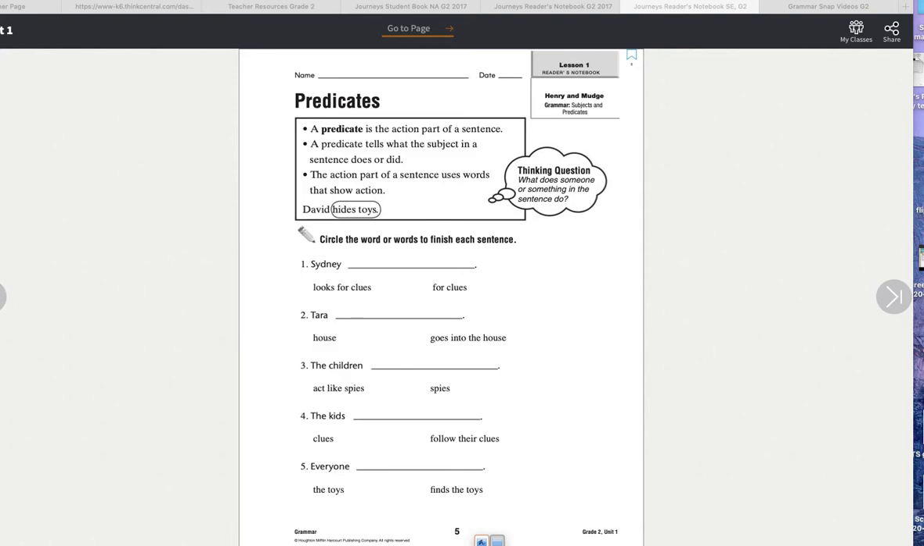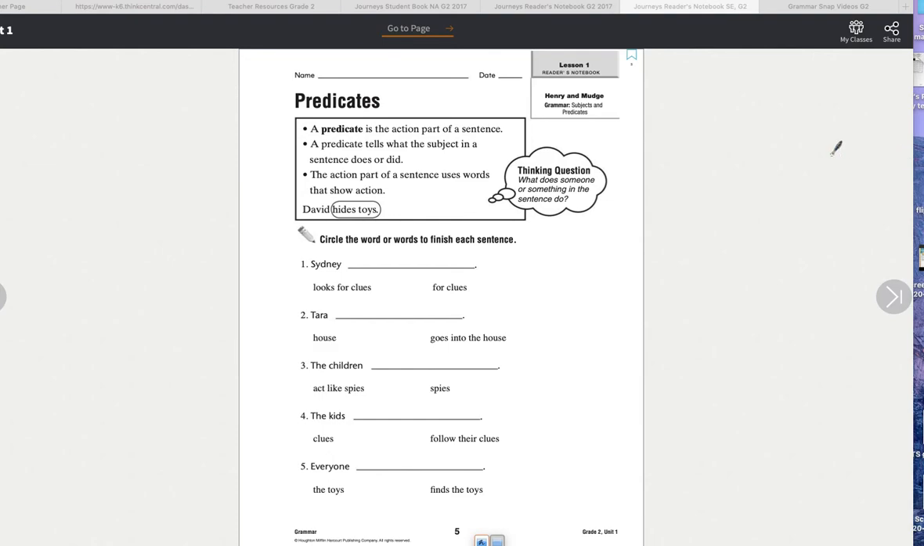Okay. So, yesterday we talked about the subject, the who part of the sentence. Today we're going to talk about the predicates. Up at the very top in the box it says a predicate is the action part of the sentence. I like to call it the doing part. What's going on in the sentence? A predicate tells what the subject in a sentence does or did. The action part of a sentence uses words that show action.